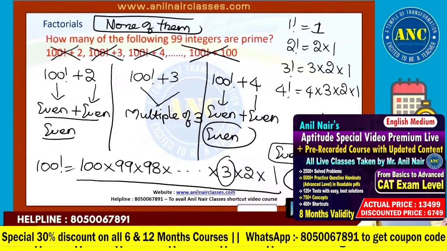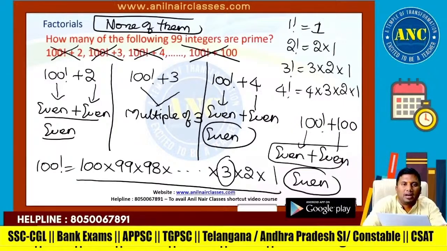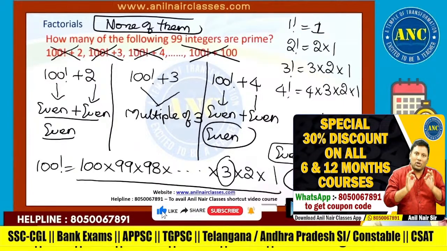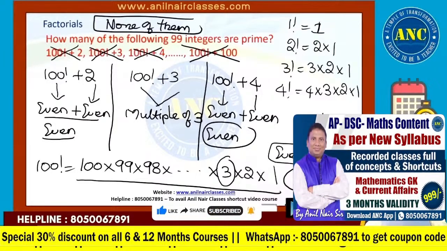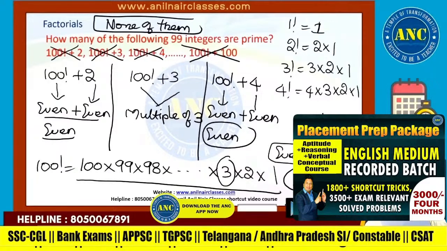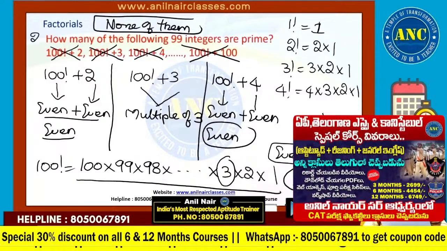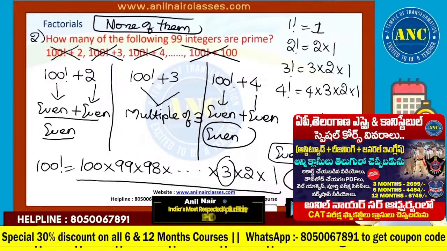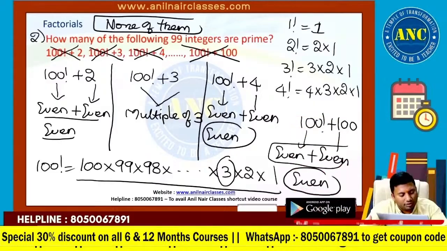Excellent, very, very good question which combines the definition of a prime number and adding two numbers which are divisible by another number. If I add two numbers which are divisible by 3, the answer will be divisible by 3. If I add two numbers which are divisible by 5, the answer will be divisible by 5. That concept I used. Second question: a basic question but a very good conceptual question. I hope this question is clear to you.